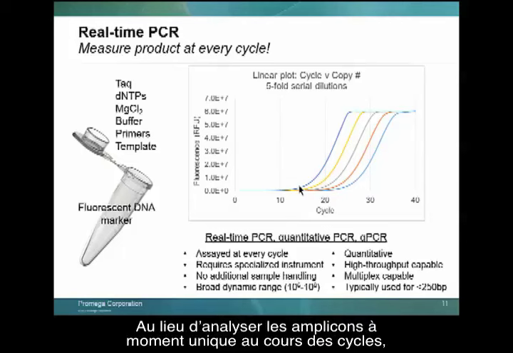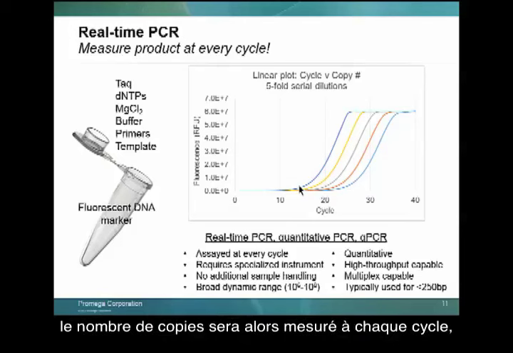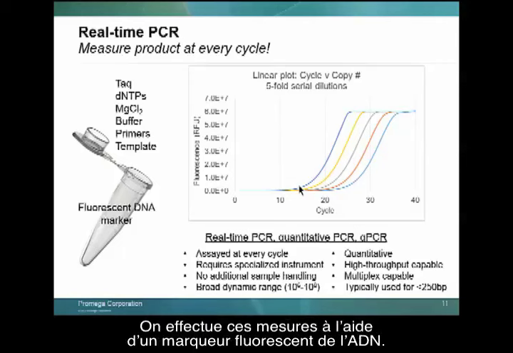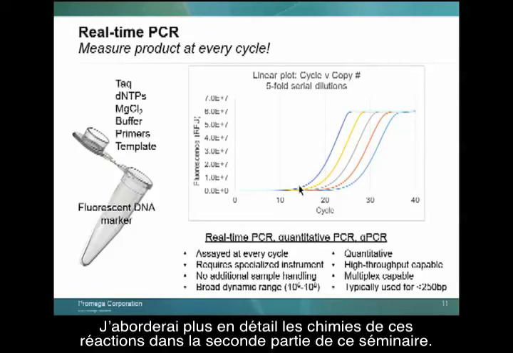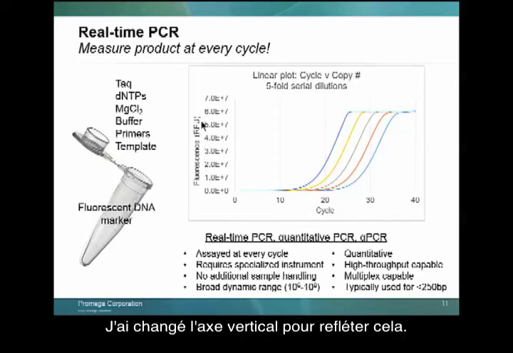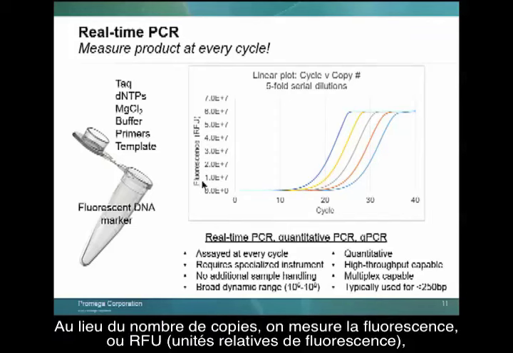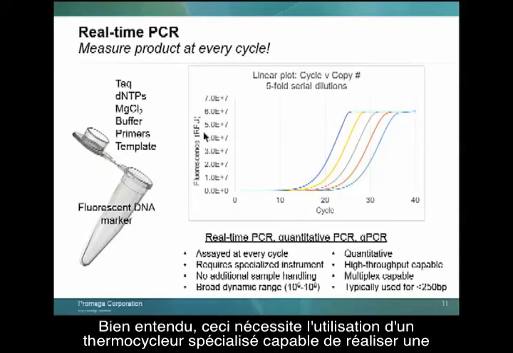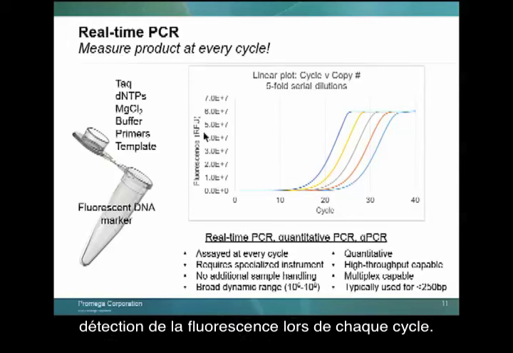Instead of capturing your product and analyzing your product at a single cycle, we will now measure the amount of product at every cycle, which gives us a lot more information and a lot more quantitative capability. We do this using a fluorescent DNA marker, and I'll talk more about those chemistries in the second half of the talk. So we're going to measure the fluorescence at every cycle now for every sample. And I've changed the y-axis here to reflect that. So now instead of copy number, we're measuring fluorescence, or RFU, relative fluorescence units, which will be proportional to the copy number. This obviously will require a specialized thermocycling instrument that's not capable just of thermocycling, but is also capable of fluorescent detection at every cycle.